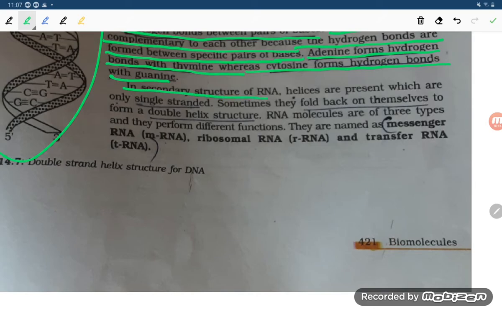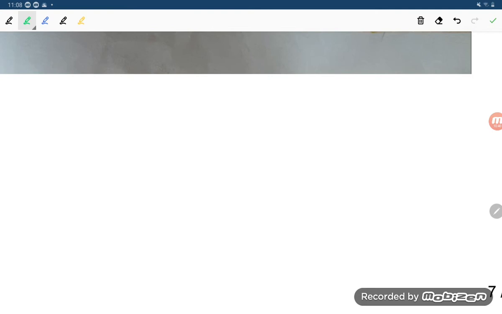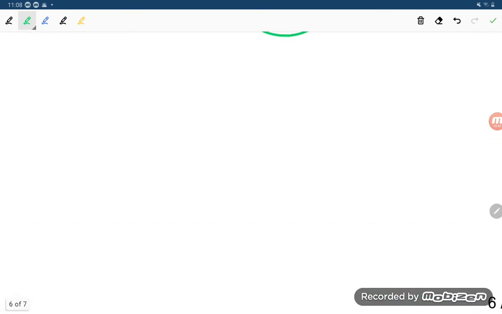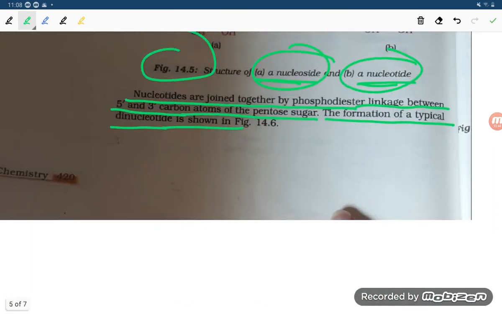In the secondary structure of RNA, the helix present is only single strand. Sometimes they fold back on themselves to form a double helix structure. RNA molecules are of three types and they perform different functions. They are named as messenger RNA, that is mRNA, ribosomal RNA, that is rRNA, and transfer RNA, that is tRNA. So this is all about the nucleic acid, student. I hope it will be helpful to you.